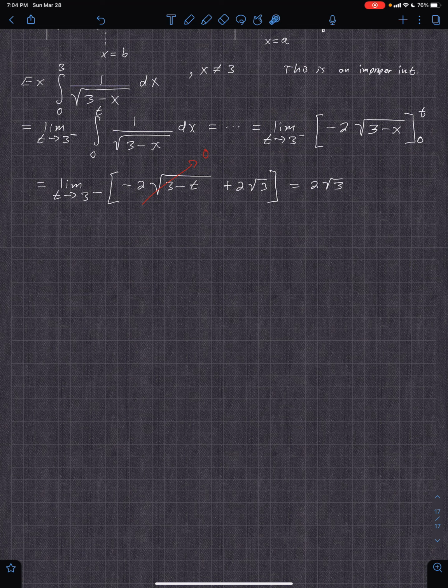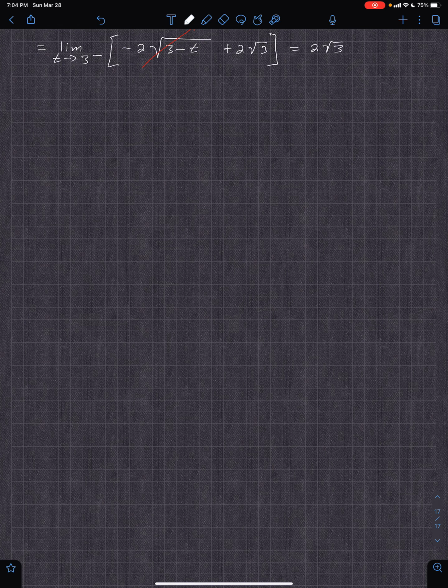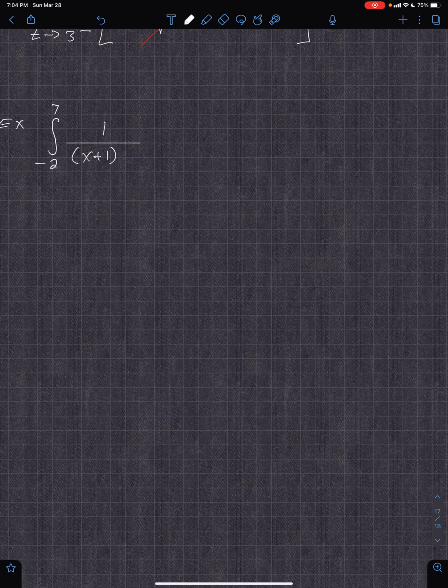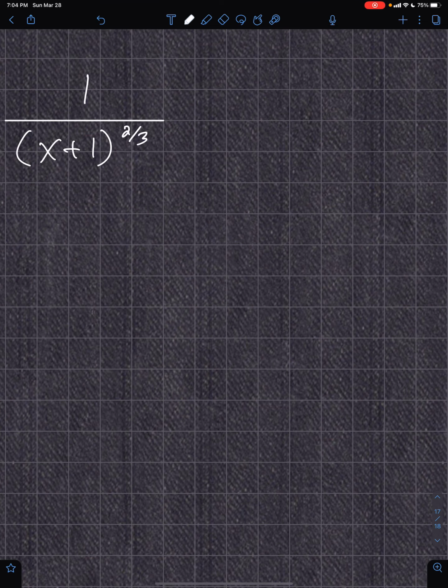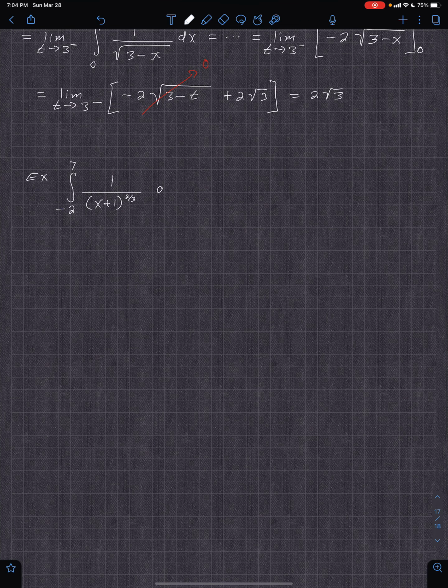Okay, let's do another one. Okay, we have a couple here. So this next one would be a problem. Let's look at this example. You have the integral from negative 2 to 7 of 1 over x plus 1 to the 2/3 dx.